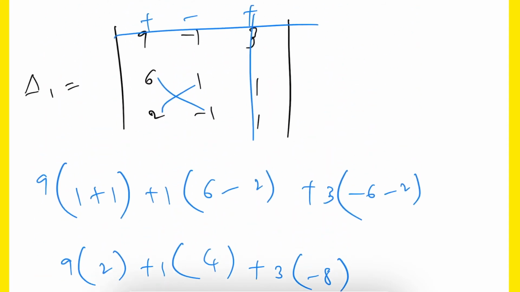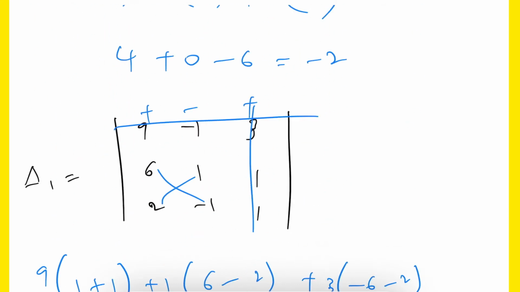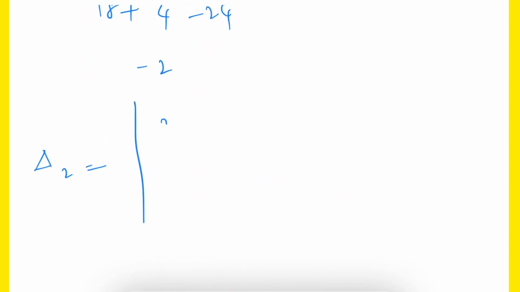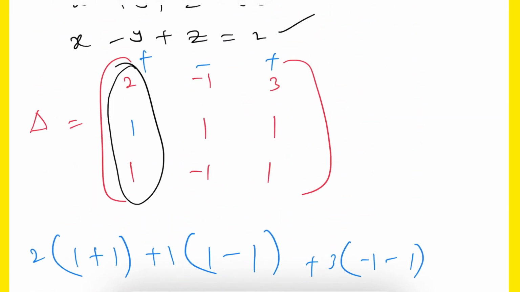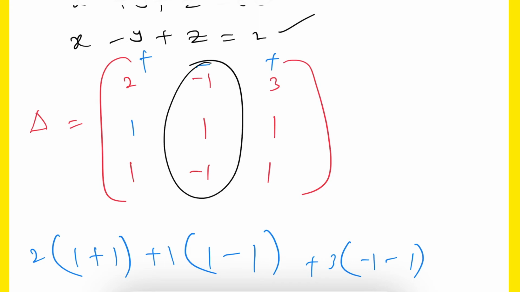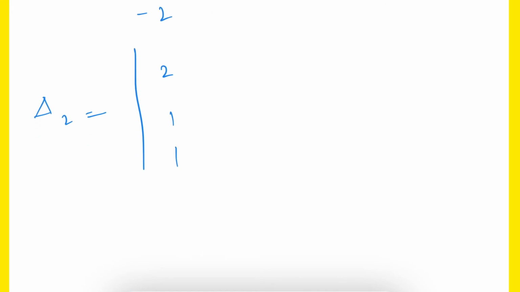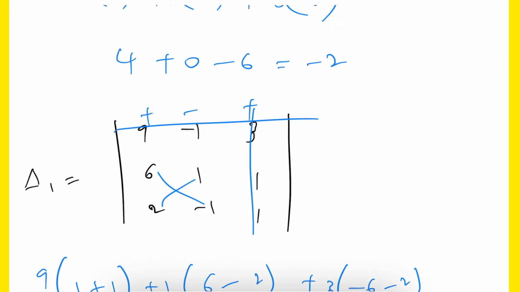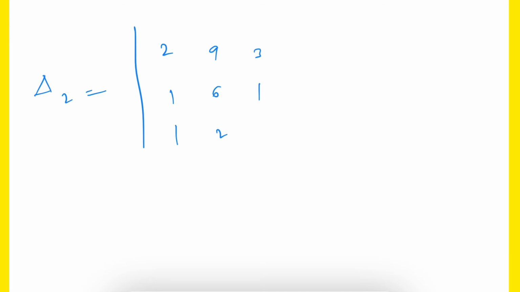So first column will be 2 1 1. Second column we need to replace right now. This is second column, minus 1 1 minus 1. So that will be replaced with 9 6 2. So second column will be equal to 9 6 2 then. And third column as it is, that is 3 1 1. Okay, done.